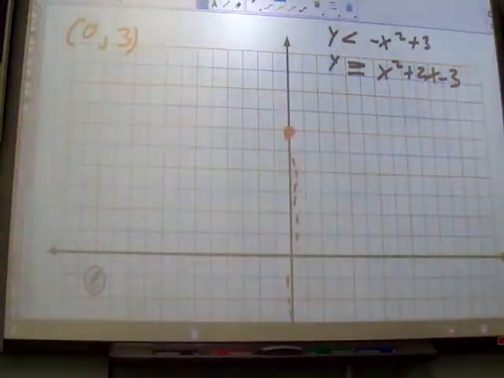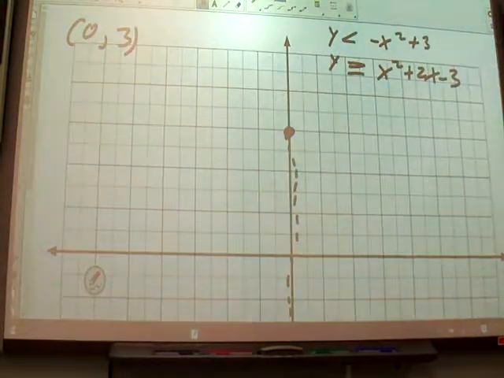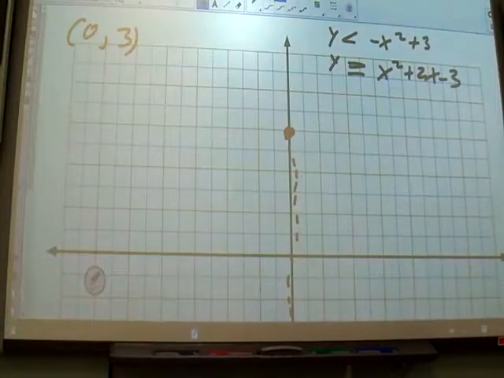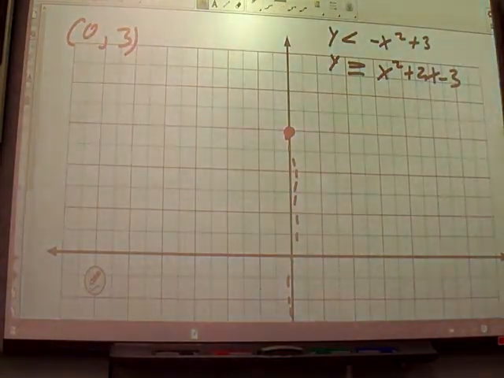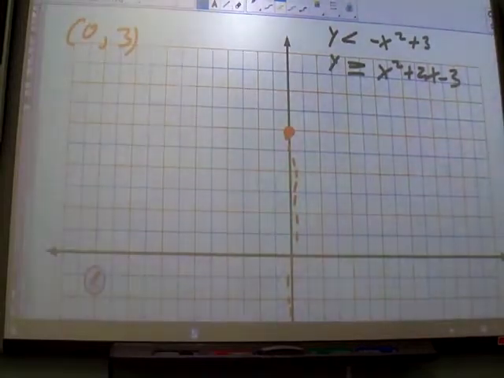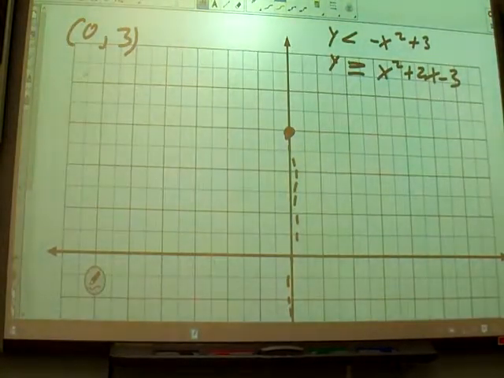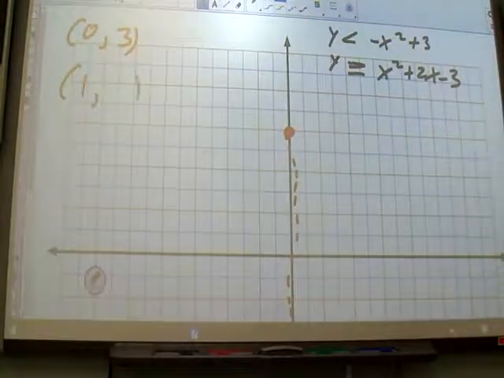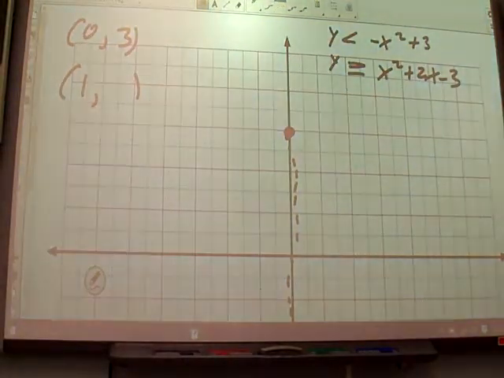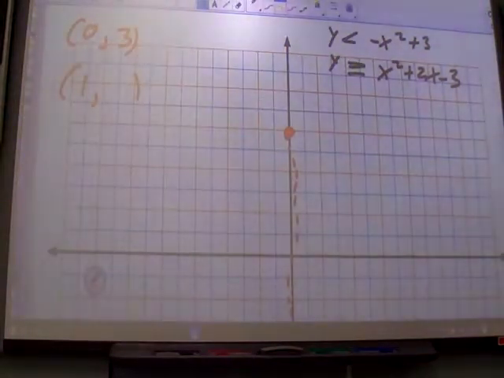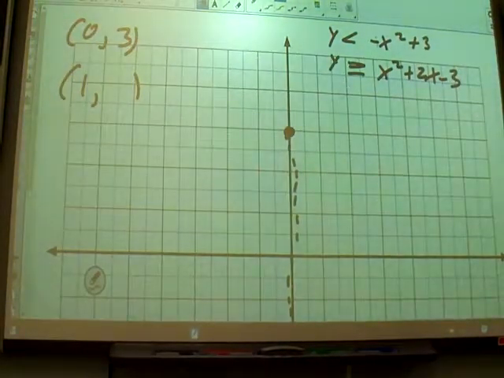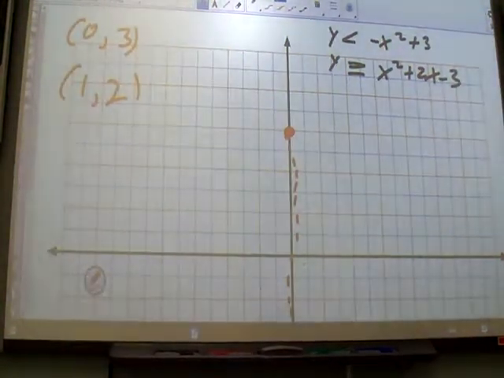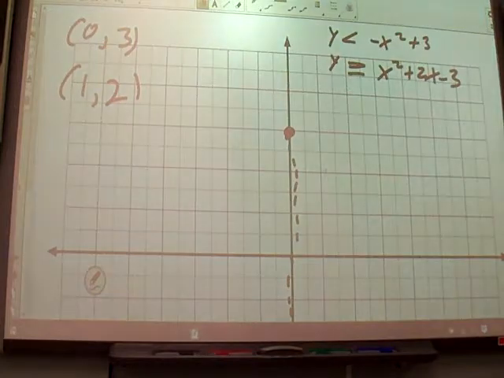Now when I go to pick another point, I can't use 0 because I just did. So I got to pick another point that's close. What'd you say, Grant? 1, 2. Well, I can plug 1 in. I think Grant is telling me the final answer. But 1 squared is 1. And then I got to make it negative, so that's negative 1, right? And then negative 1 plus 3, that's where Grant was getting the 1, 2 from. So I go right 1 and up 2.